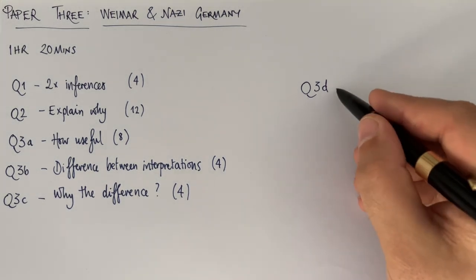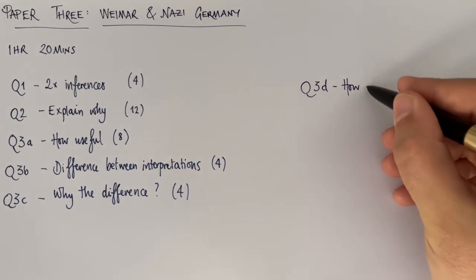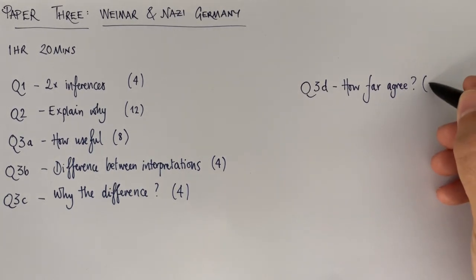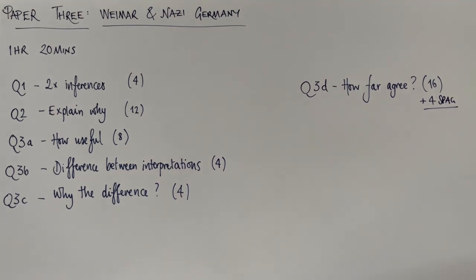The final question, again, is our old friend, how far do we agree, but with a twist. Because this time, rather than being given a mere title topic, you're going to be asked how far you agree with either interpretation 1 or interpretation 2. And so you're going to need to talk through interpretation 1 and how you agree with it or disagree with it and illustrate it using your own knowledge, and then talk about interpretation 2 and your own knowledge.